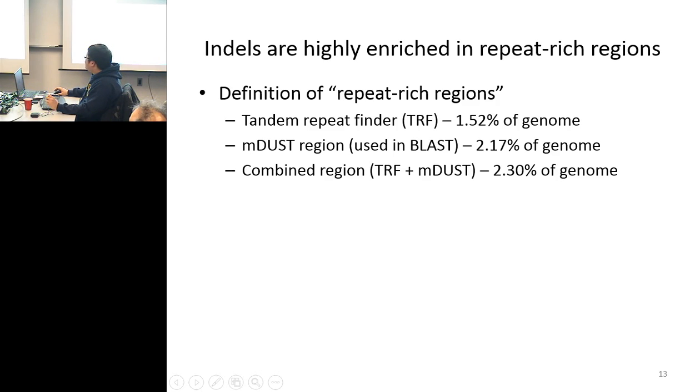That's around 1.52% of the genome. Another program called MDUST, which is used in the NCBI pipeline to mask out low complexity regions, also covers around 2.17% of the genome. Combined, they are around 2.3%. So this 2.3% of the genome is mostly repetitious, and this is based on GRCh37.